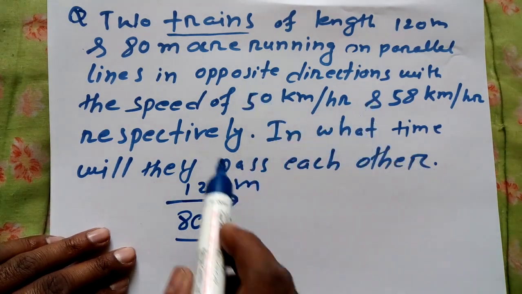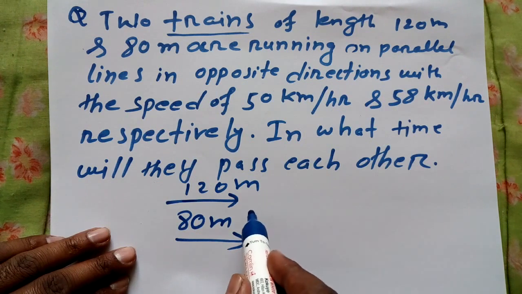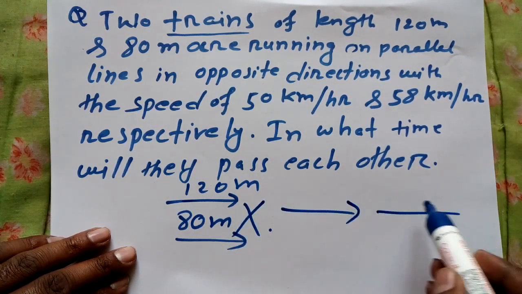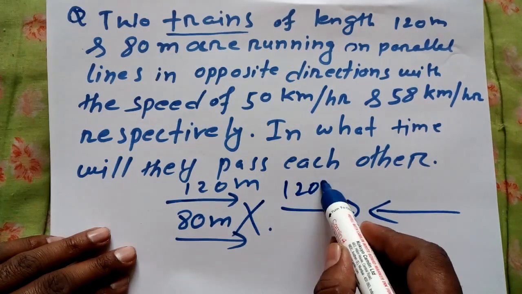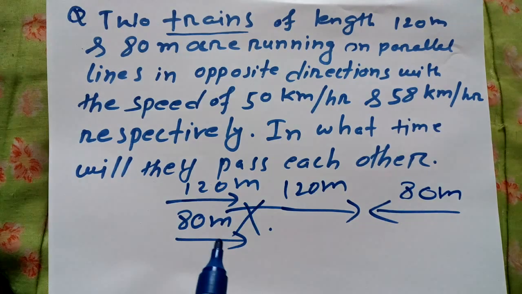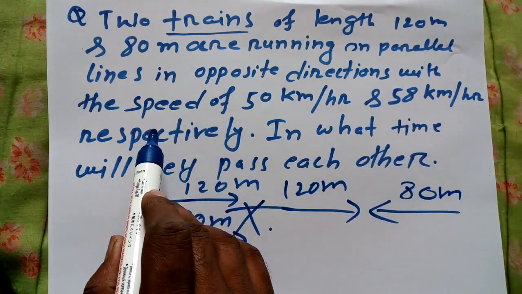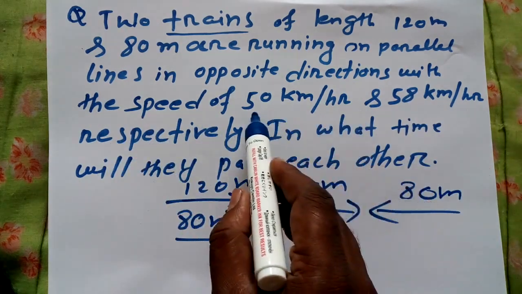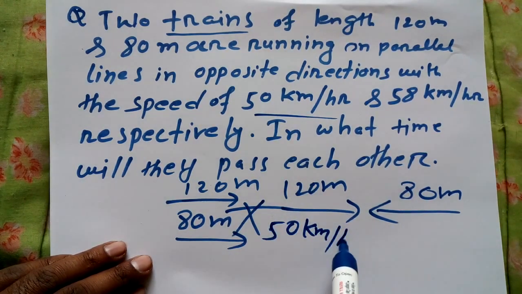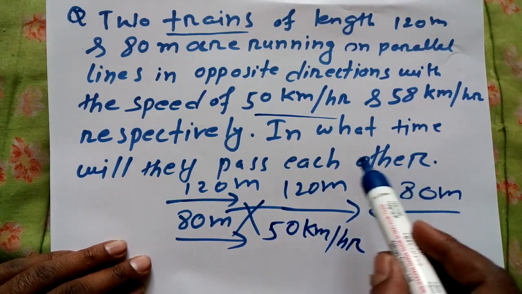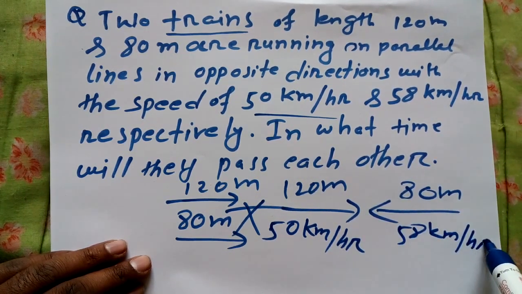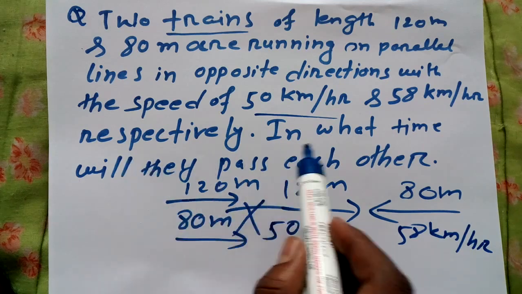Now they are in opposite directions. This is parallel, so this is not the right diagram. We have to draw them in opposite directions. This is 120 meter and this is 80 meter. Now the speeds: this is 50 kilometer per hour and this is 58 kilometer per hour respectively.